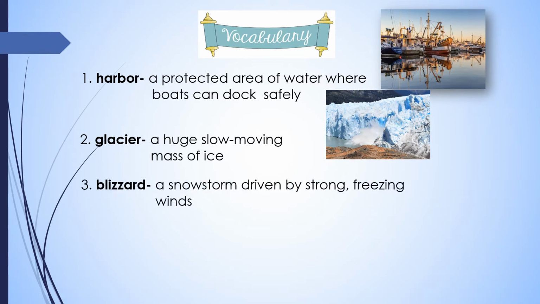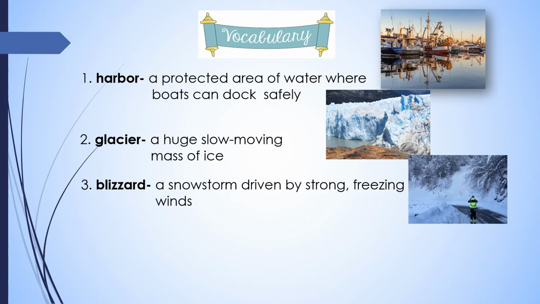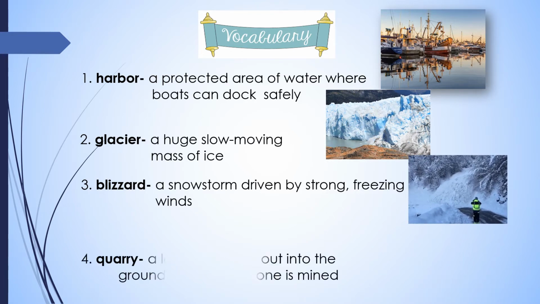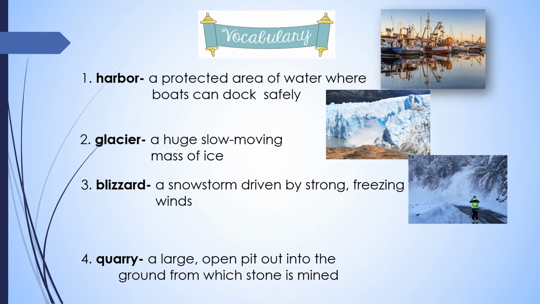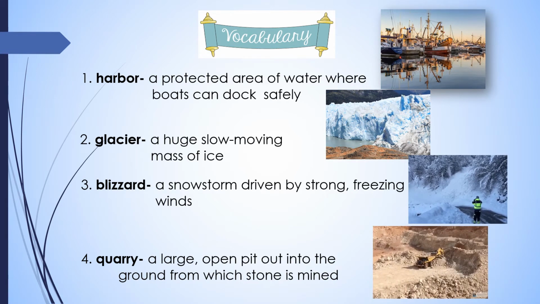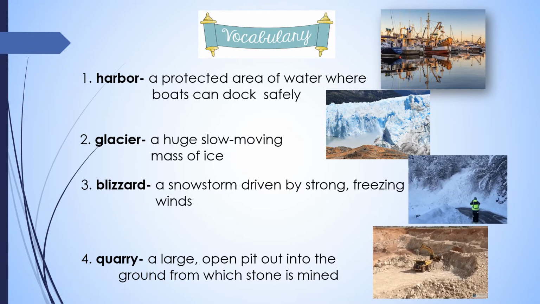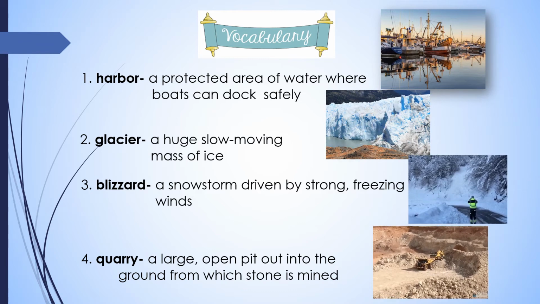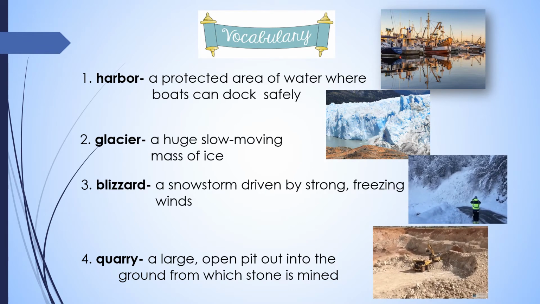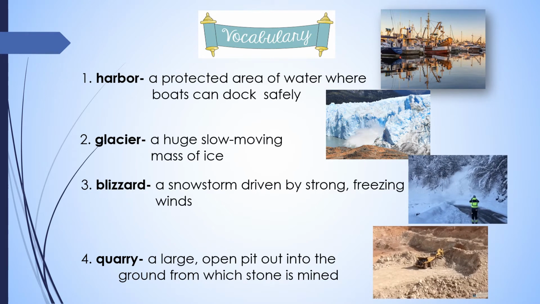At number three, we have blizzard. It is a snowstorm driven by strong freezing winds. In short, it is a powerful snowstorm. So expect a lot of blowing snow. Look at the example picture. And number four, we have quarry. It is a large open pit cut into the ground from which stone is mined. So when you hear about quarrying, it means mining of stone or rock used mainly for building. Again, we have the words harbor, glacier, blizzard, and quarry.